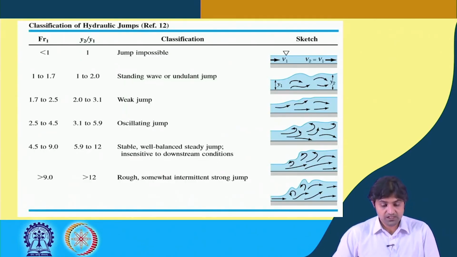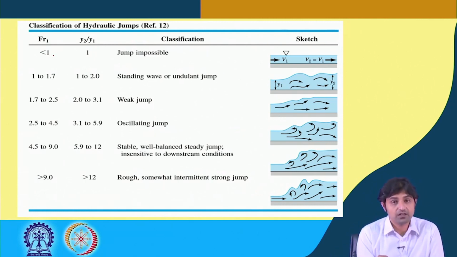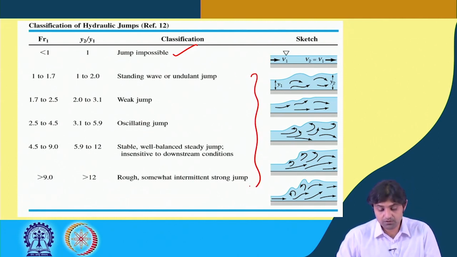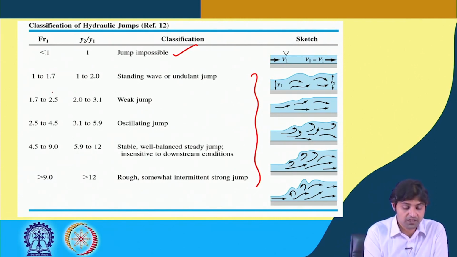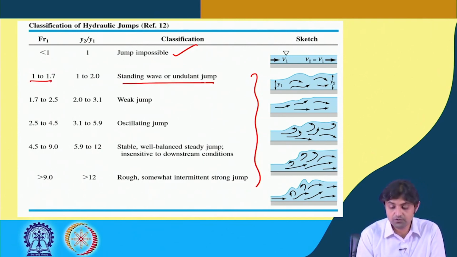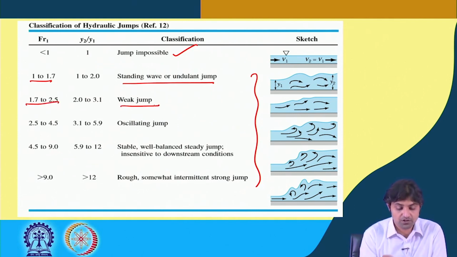So, these are the classification. If the Froude number is less than 1, y2 by y1 is equal to 1, and a jump is impossible. You should not worry about this much at the undergraduate level, but for your information, if the Froude number at upstream is 1 to 1.7, it is a standing wave or undular jump. If it is between 1.7 to 2.5, it is called a weak jump.